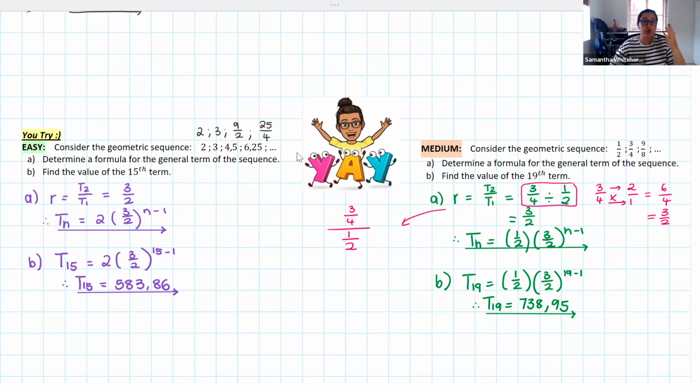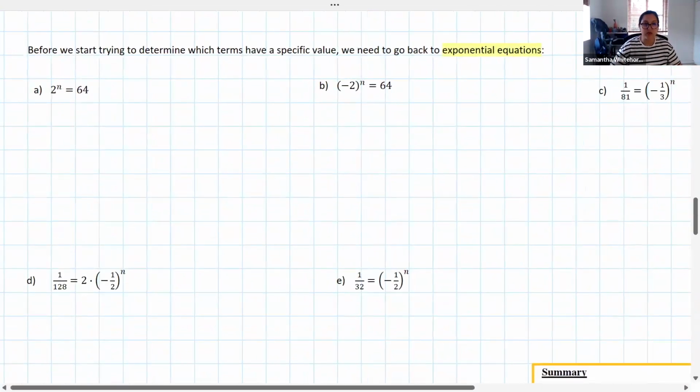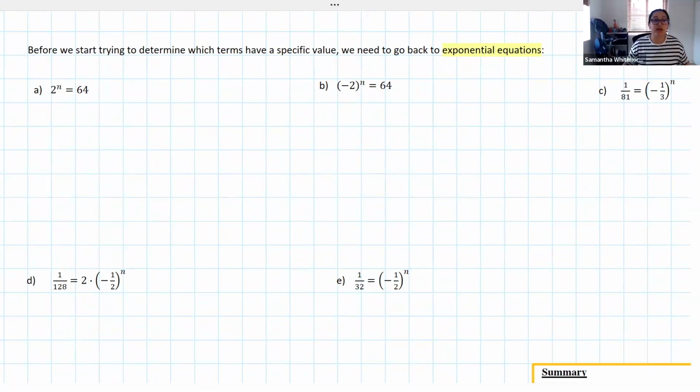Because when we start to solve for which term in the sequence or which position a term has, essentially what we're doing is solving an exponential equation. Exponential equations are really easy if you know what you're doing, but can trip us up with some basics that we often forget. So before we jump into those questions, I just want us to recap some exponential equation basics. If you need more practice, go back to your grade 11 notes, look at past papers, they're all there.